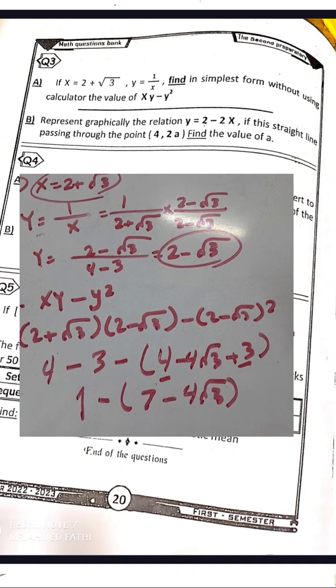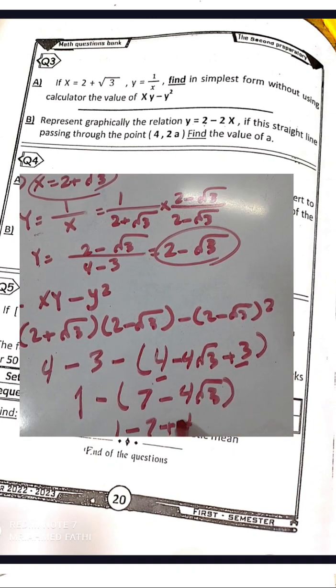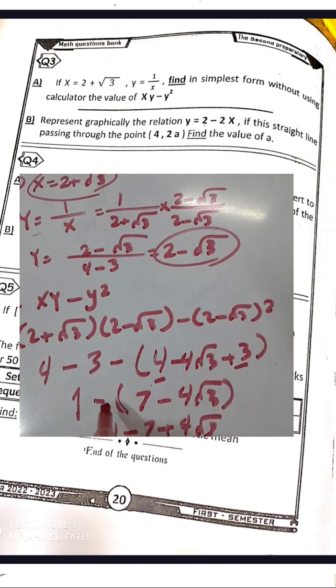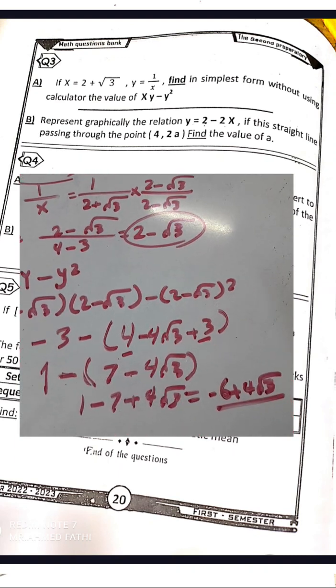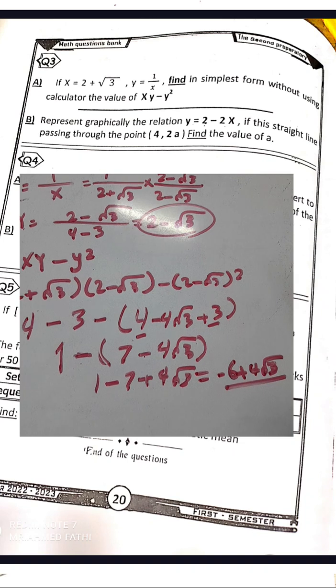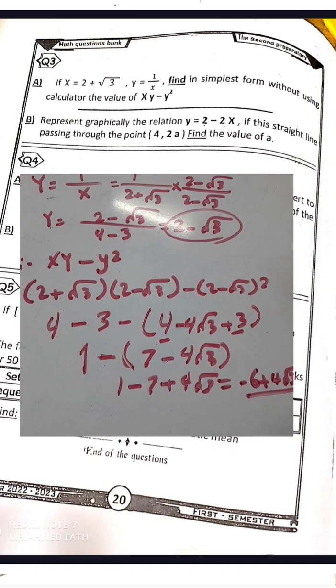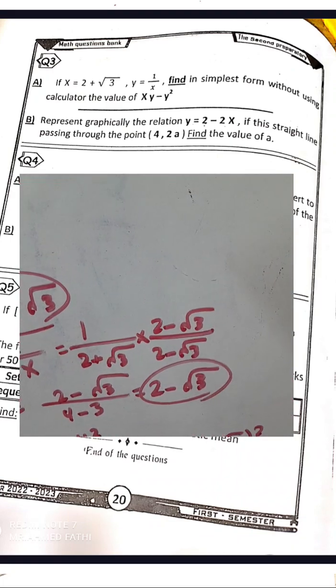Then the result will be what? 1 minus 7 plus 4 root 3, because negative times positive equals negative, and negative times negative equals positive. The result will be 1 minus 7 equals negative 6 plus 4 root 3. Okay, the result will be negative 6 plus 4 root 3. These are the tips about this example. Next question.